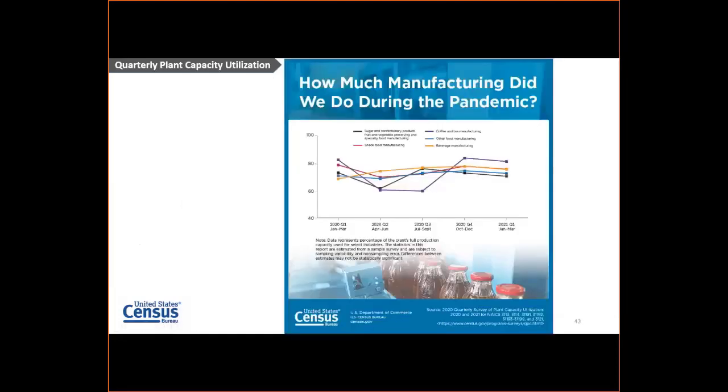And here's an illustration of how QPC data touches our everyday life. This graphic shows the percentage of the manufacturing plant's full production capacity. Now here we see the percentage of full production for coffee and tea manufacturing, shown in purple, decreased in the second quarter of last year. Also, as I mentioned earlier, the QPC data for the second quarter of this year was recently released. It's not shown here, but it is available on our site.